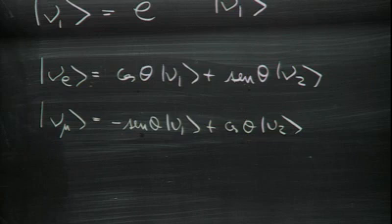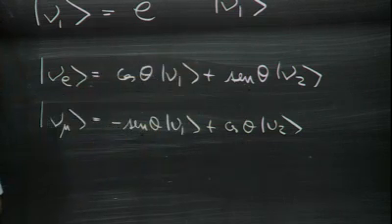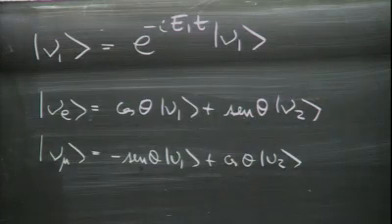That's an excellent question. The answer is I can add phases here as much as I want. And then you have to ask the complicated question of, are any of those phases physical? And it turns out that for the types of measurements we can perform, none of them are. So that's why we don't add any e to the I thetas here.